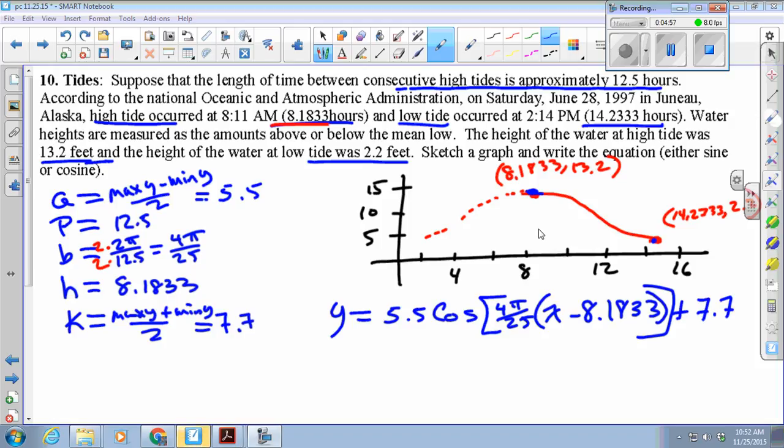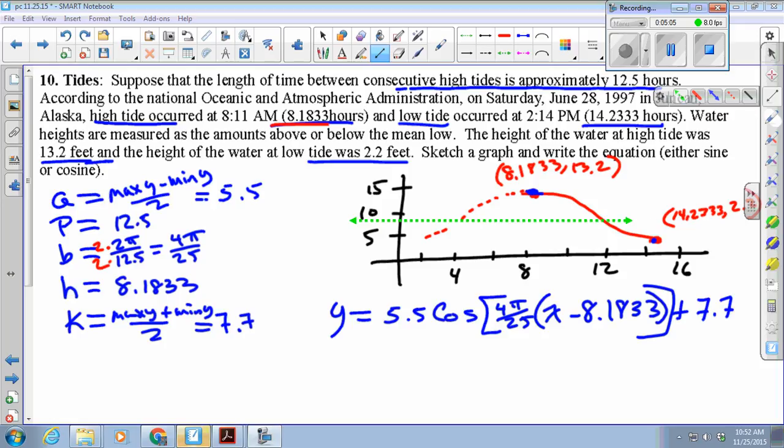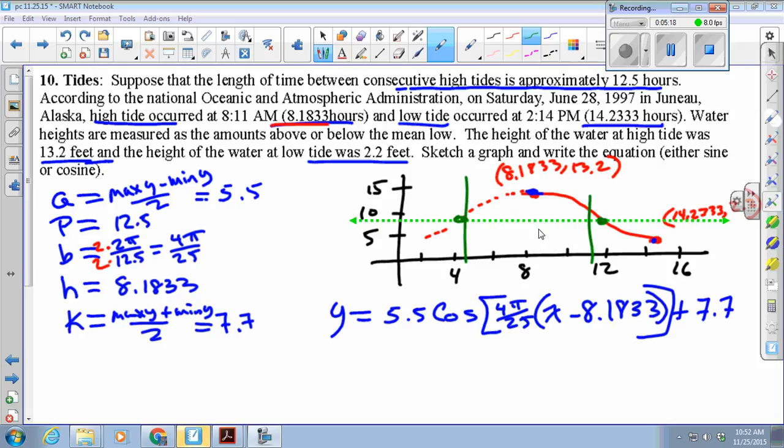But what about as a sine function? Is this even reasonable? We know our equilibrium should be at 7.7, somewhere in there, which gives us these points. What is the halfway value between those two? Which might help us find the halfway value over here.